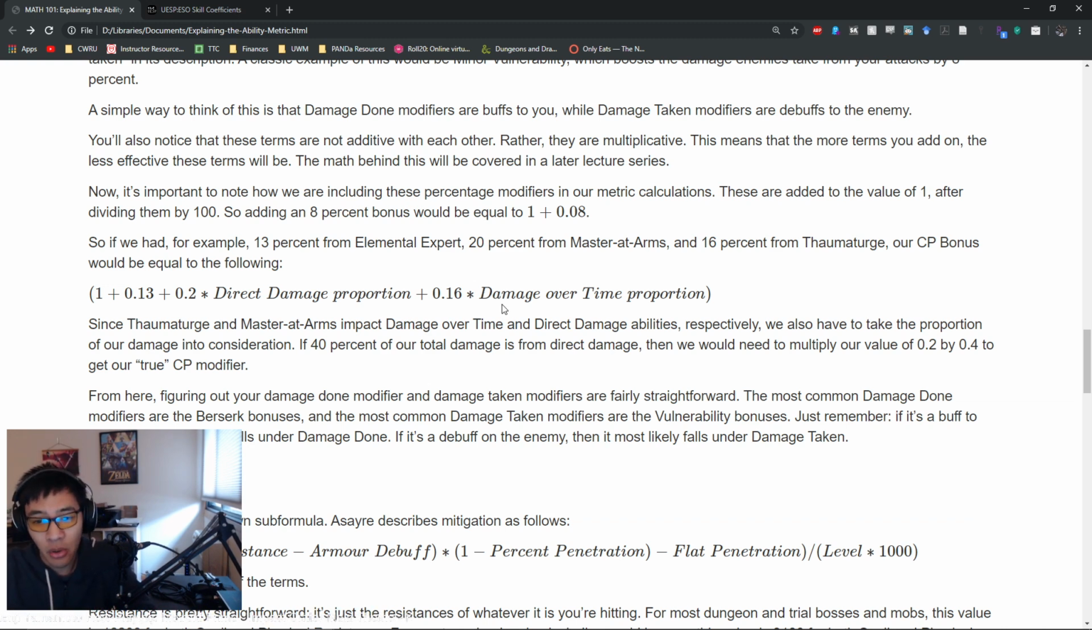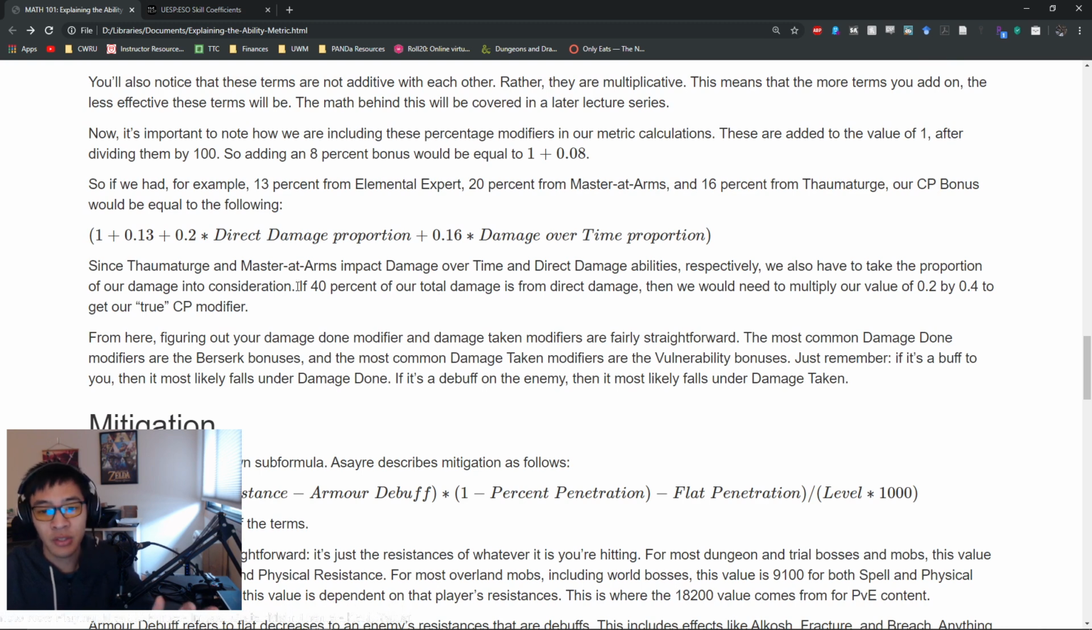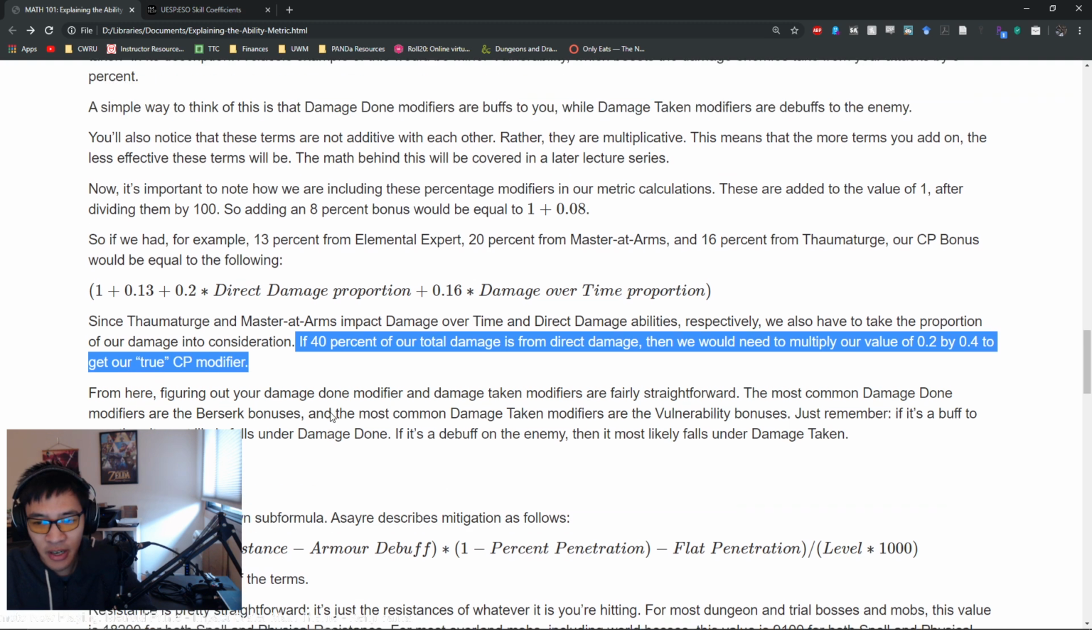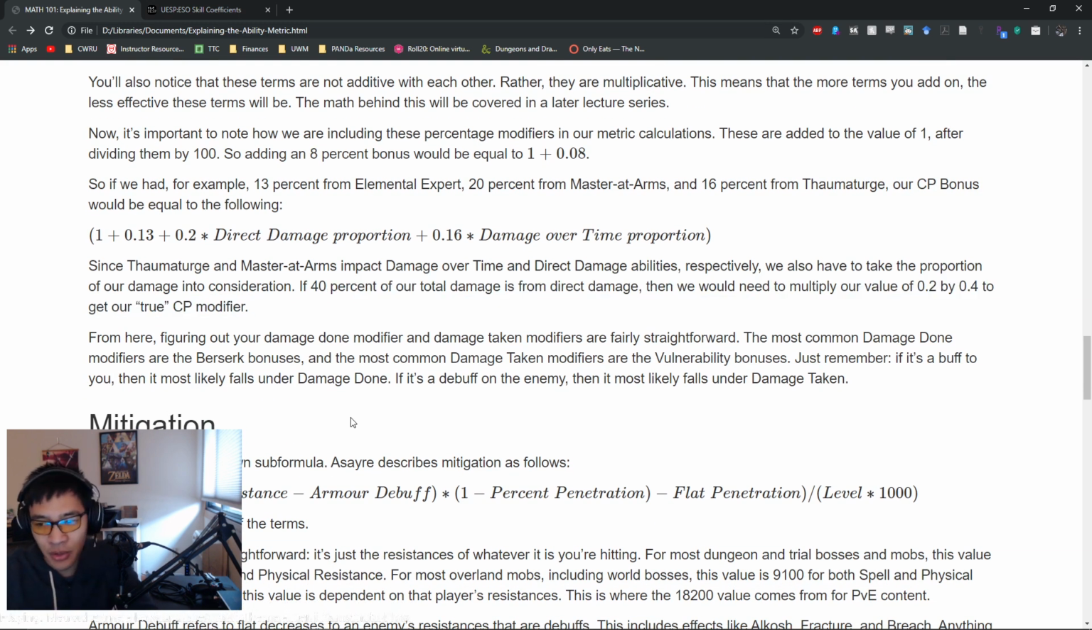So you will have to take the proportion here, and that's kind of what I explained here. So if 40% of our total damage is from direct damage, then we will need to multiply this value here by 0.4 to get your true CP modifier from Master at Arms. Then obviously your damage done modifier and damage taken modifiers, those are pretty straightforward. You just basically add them all together.